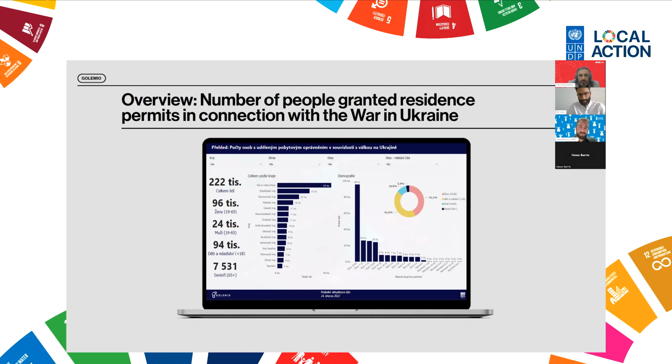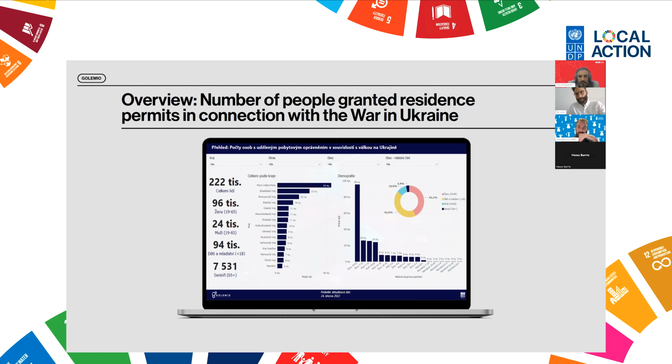This is the number of people that were granted residence that were refugees escaping the war in Ukraine. So of course you see at the top here is the city of Prague. This is over a year and a half old dashboard, but basically Prague has had the largest amount of refugees, but we went far beyond. You can see this huge disparity. So 96,000 are women, 24,000 were men, and 94,000 were basically kids and young adults, and quite a few seniors, 7,500. It's of course now a lot more than that, a year and a half later.